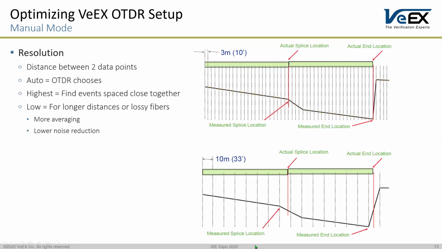Resolution. This is another setting we can choose. For the resolution setting, you can make it auto, the highest resolution, or the lowest resolution. Some of our test sets can have as many as 500,000 data points, which basically means the OTDR can collect more data on a trace and be more accurate. If you look at the top picture, you can see that it collects more data, and anything that falls between those vertical lines is where it takes the measurements. The one below is an OTDR that is taking lower data resolution.